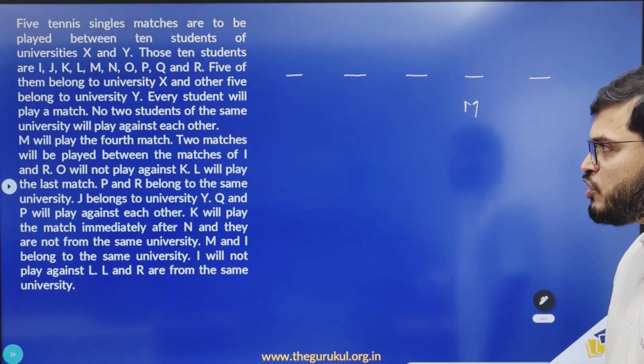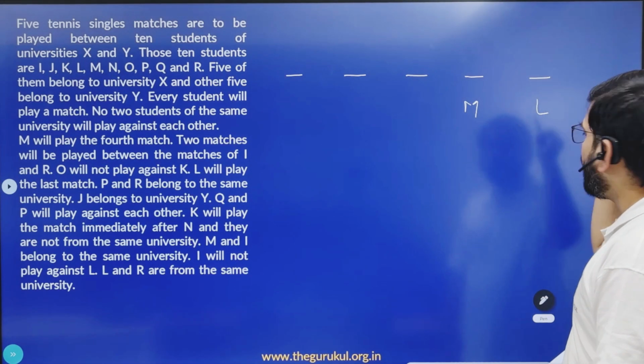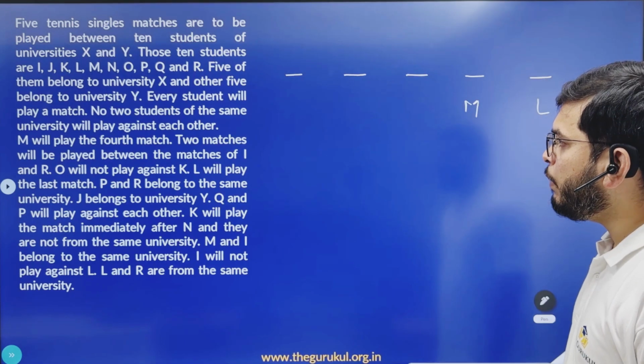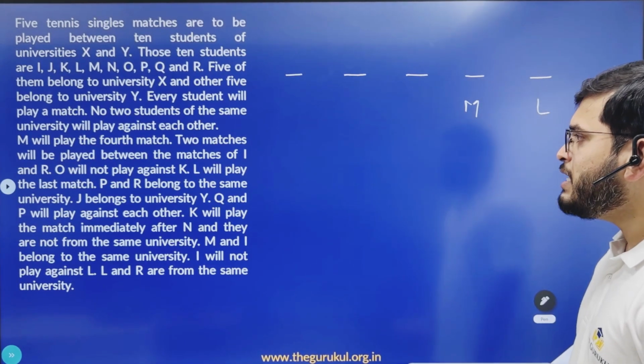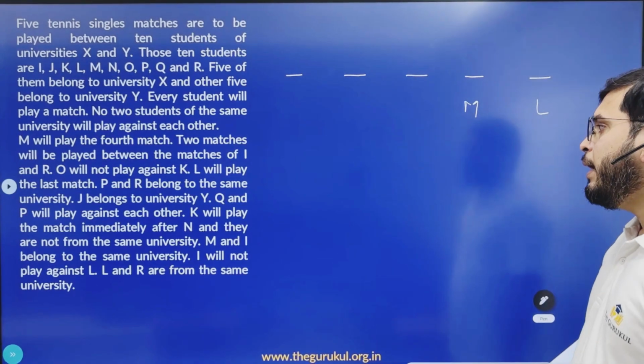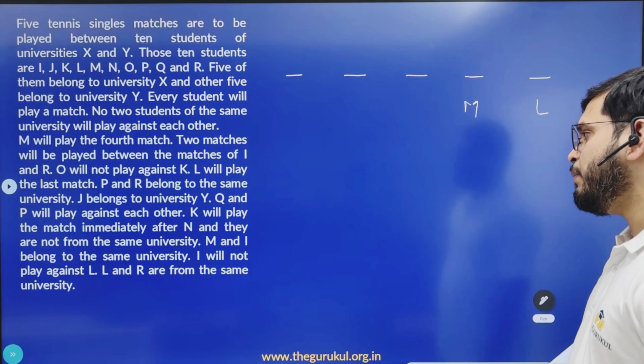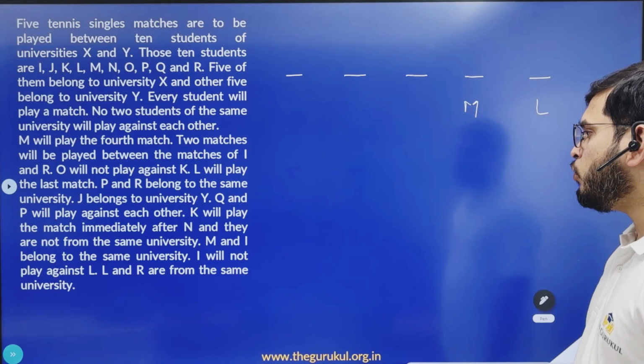O will not play against K. Okay. L will play the last match. So you have L playing the last match. P and R belong to same university. J belongs to university Y. Q and P will play against each other. K will play the match immediately after N and they are not from the same university. M and I belong to same university.